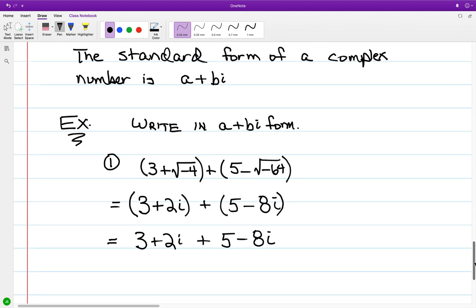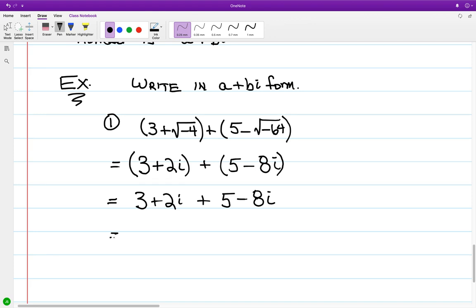And combining the real coefficients, so we have 3 plus 5 plus, in the complex numbers, we have 2i minus 8i. So altogether, 3 plus 5 is 8. 2i minus 8i will become -6i. So we have 8 minus 6i.